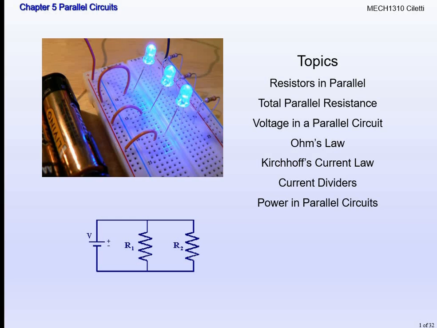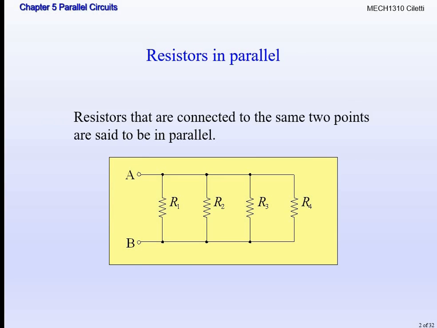So we're going to talk about resistors in parallel, what happens to current in parallel circuits, what happens to voltage in parallel circuits. We're going to apply Ohm's law again. Remember, it's fundamental. And we're going to talk about KCL, Kirchhoff's current law, and we're going to briefly touch on current dividers, and obviously we are going to calculate power. Power is very, very important as we go through this.